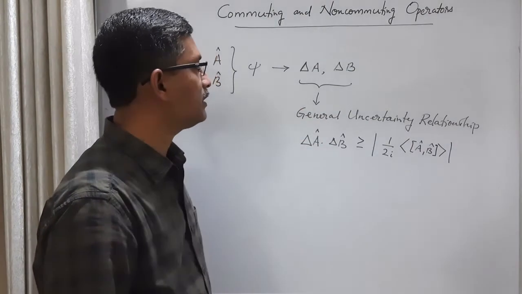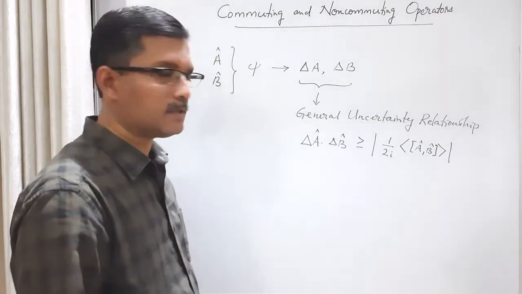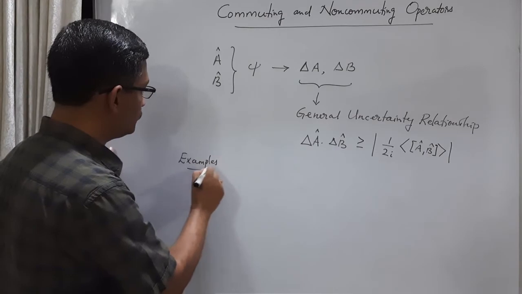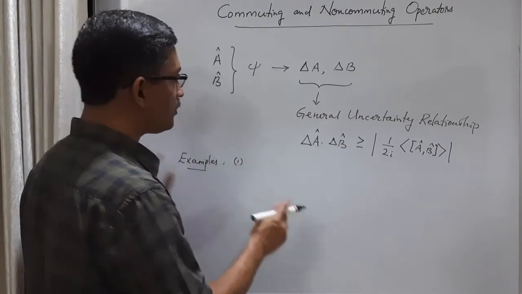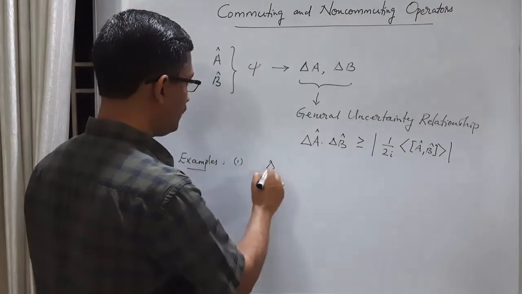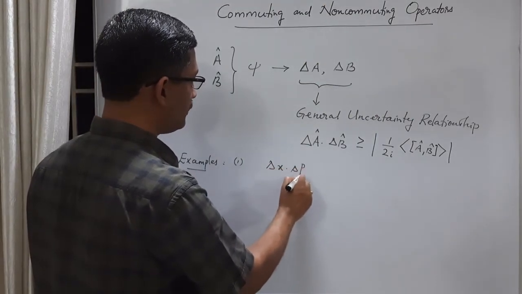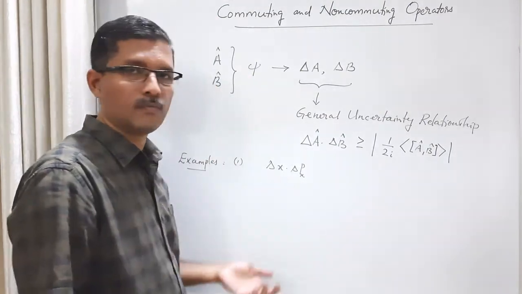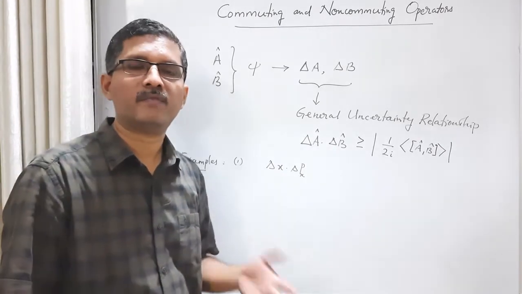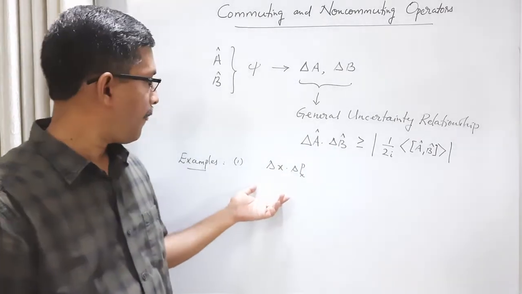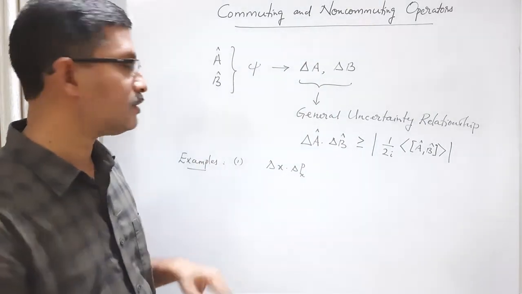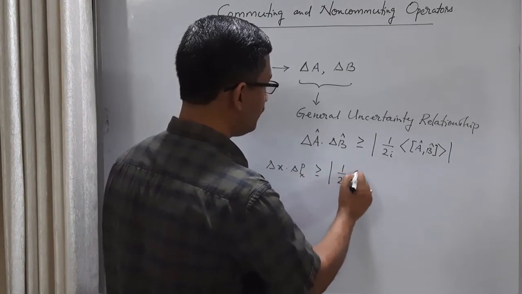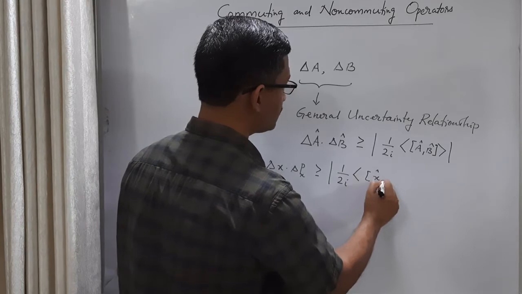Okay, so this is a general uncertainty relationship. Let us consider two examples of this uncertainty relationship. Consider position and linear momentum. So, we have delta x into delta px measured in some state psi which is not an eigenstate of these two. For example, the stationary state of hydrogen atom, and we measure position and linear momentum of the electron. It's not an eigenstate of either position operator or linear momentum operator. So what you get is, this is greater than or equal to modulus 1 by 2i expectation value of the commutator x, px.